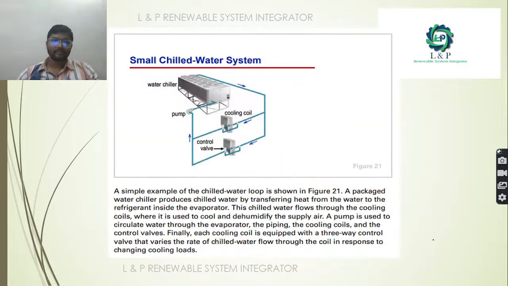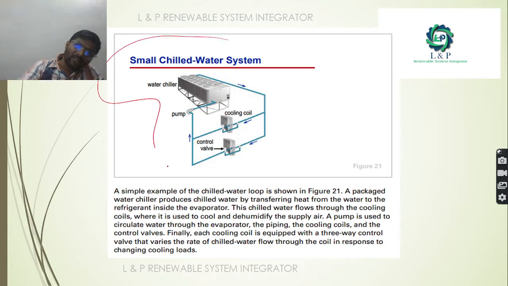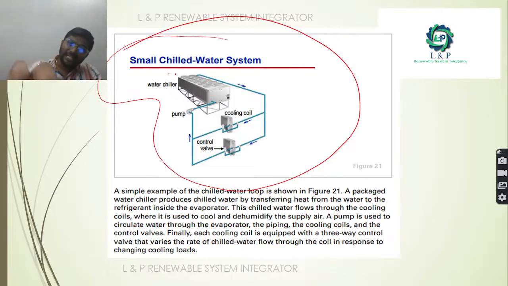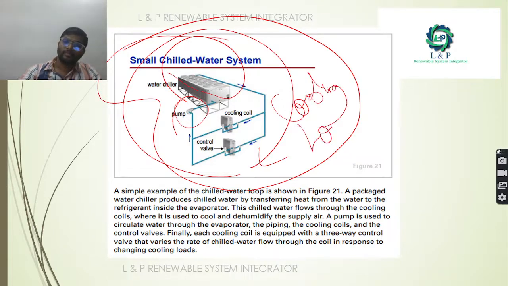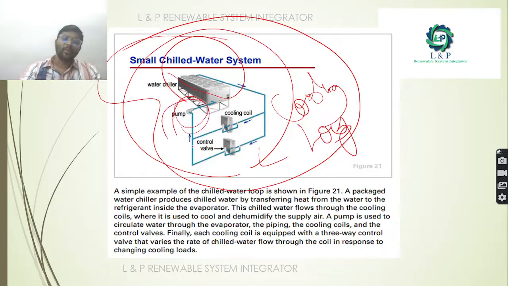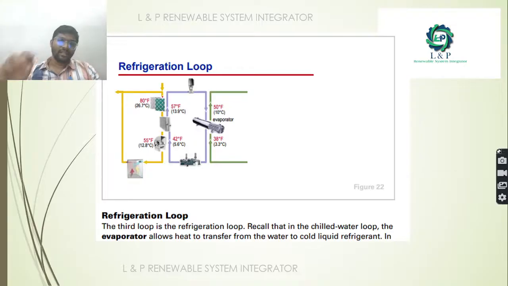Next, this is a simple example of a small chill water system. As you can see here, these are the chillers. With the help of the pump, we are making a circulation inside the concerned cooling loop. With the help of the pump only, we are pumping the water into the chiller, and also we are taking the water from the chiller to the cooling coil and through the control valve, and again we are reprocessing it and sending it back to the chillers.